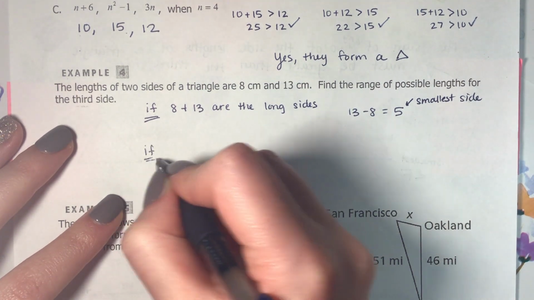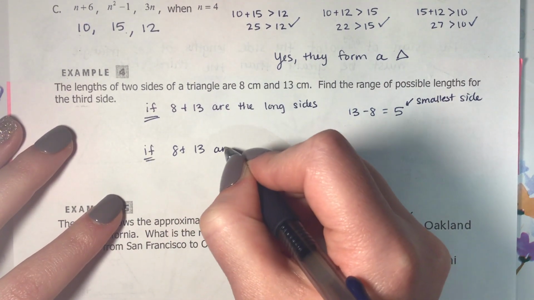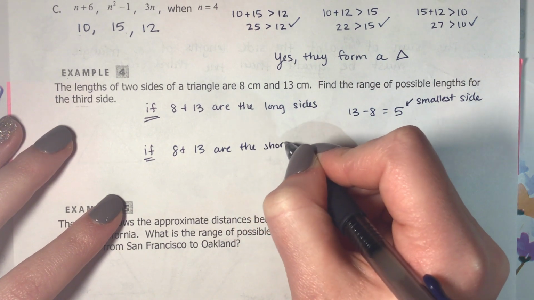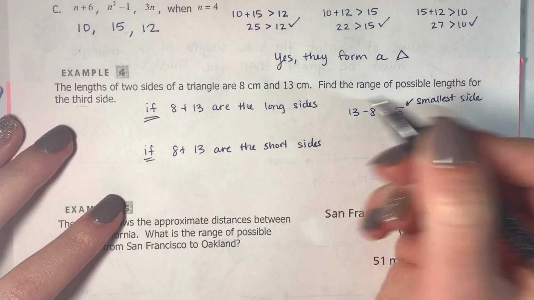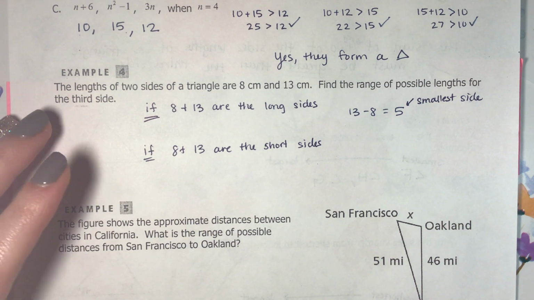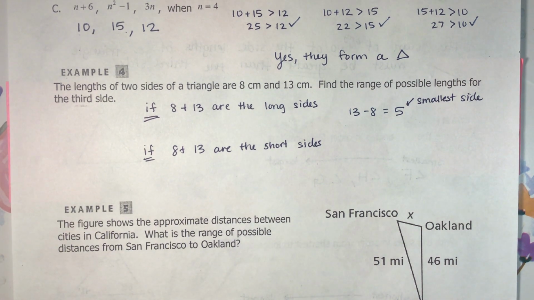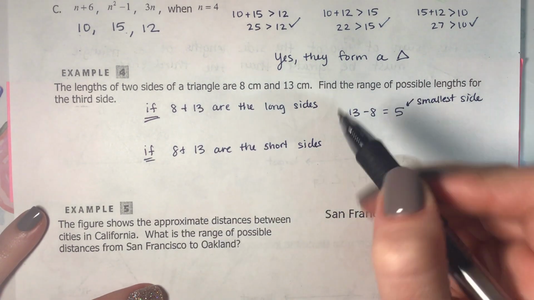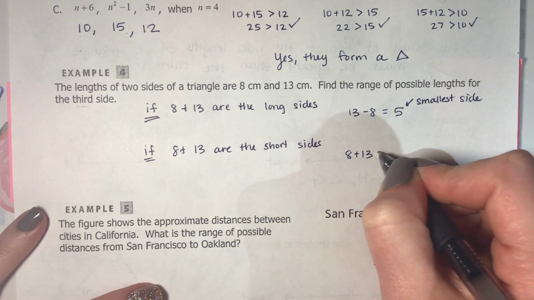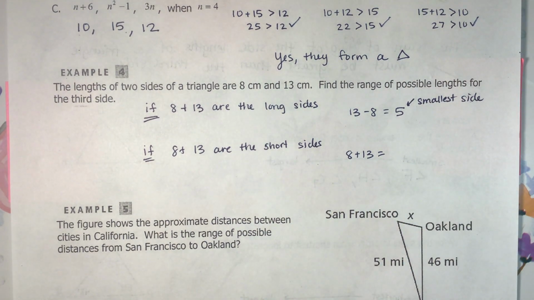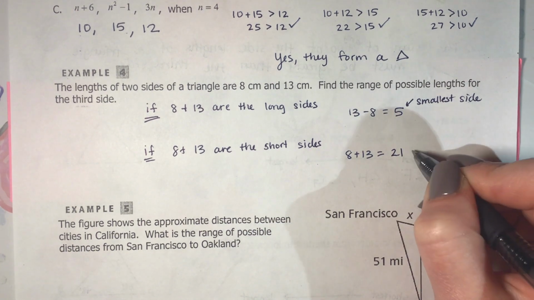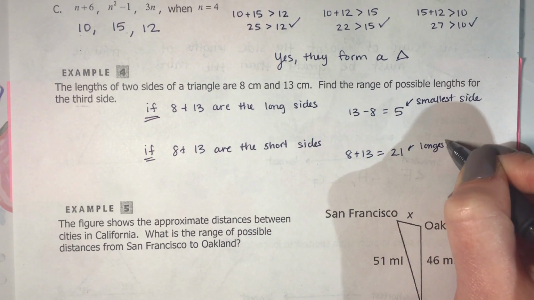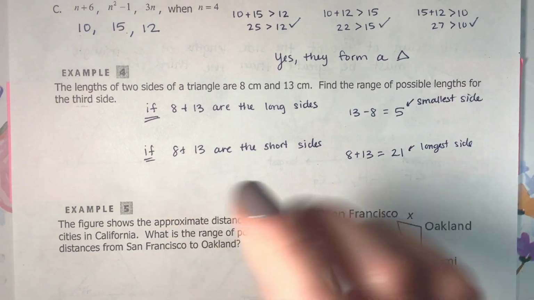But what if 8 and 13 are the short sides? Because there are a lot of ways that we can draw a triangle with a side 8 and a side 13. They could be really far apart with an angle, or they could have a really narrow angle. So we're figuring out all the possibilities. So now I'm going to add them up. 8 plus 13 is going to equal 21. So this would be the longest side if these are the short sides.